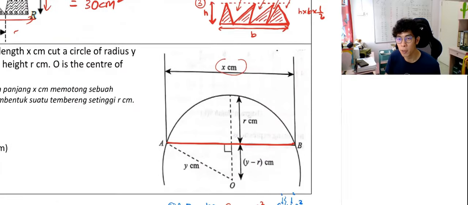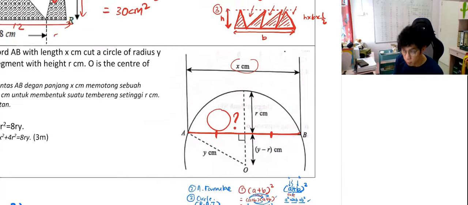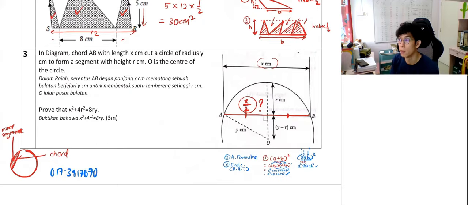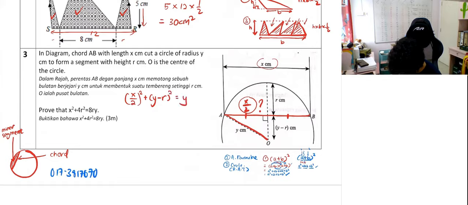Here, everyone. The breakthrough is, I say the chord, you can separate into two parts. So everyone, tell me, what is this? I put a question mark there. Yes, very good. It will be X over 2, you're right. So if X over 2, what happened? Then you have all the lengths ready, though in unknown format, so you can form the equation. This one is the longest one, correct? So I put (X over 2) squared plus (y minus r) squared equals y squared. Everybody, I formed the equation already.